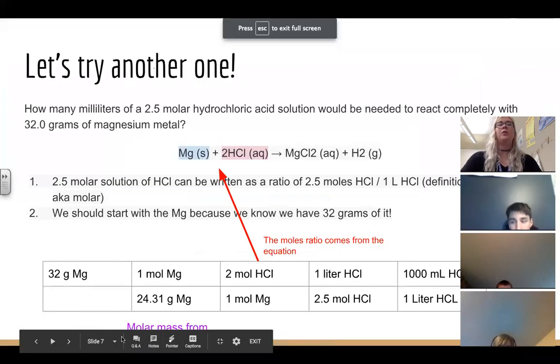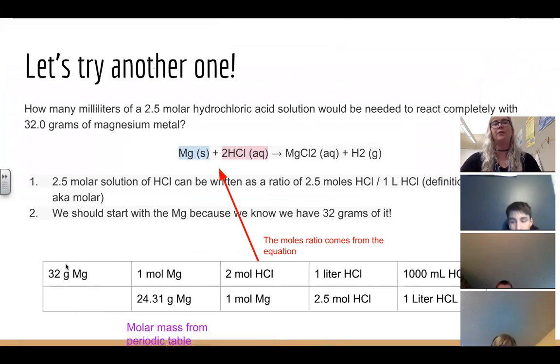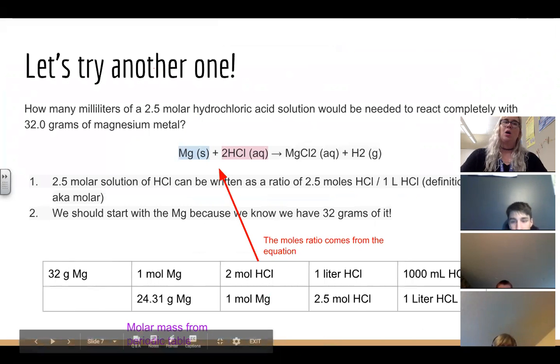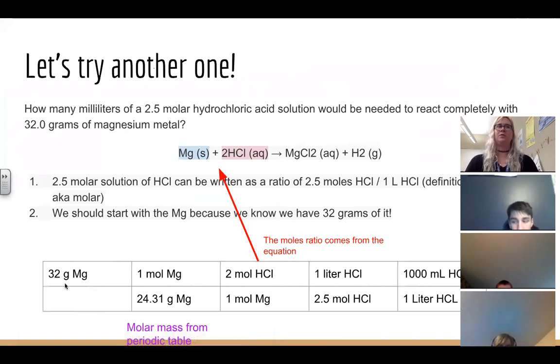So we're going to start with the magnesium because we know how much magnesium we have. We can have as much hydrochloric acid as we need. Again, we're in grams here. Grams are not going to help us. We don't know what 32 grams of magnesium means, right? We don't know how much we're going to need to react. We need moles.